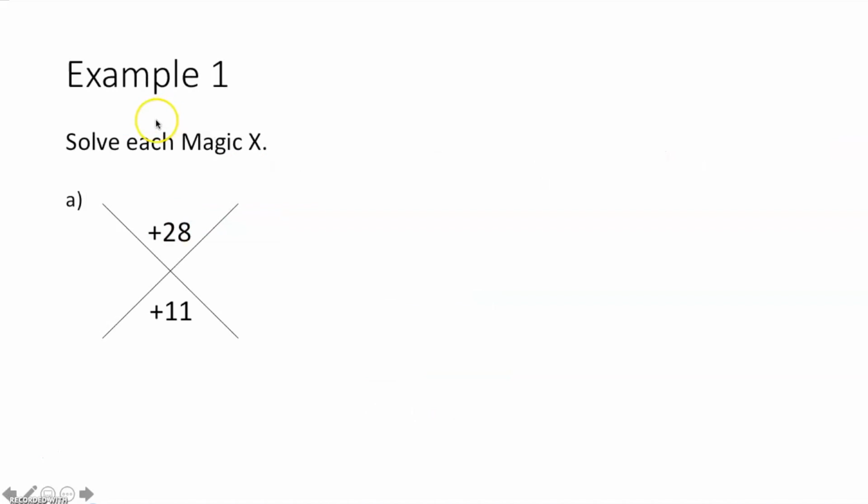Example time. Now example 1 says solve each magic x. So we're looking for two numbers whose product is 28 and whose sum is 11. So two numbers that multiply together to make 28 and add together to make 11. That's going to be 7 and 4.